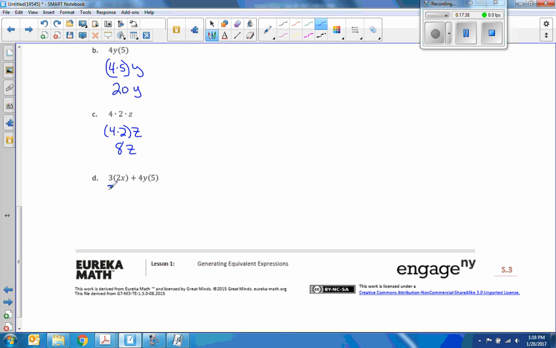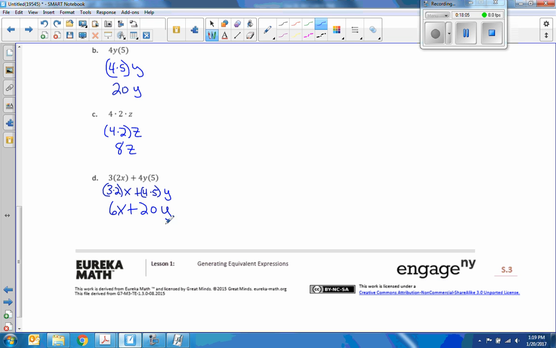So all I'm going to do is simplify the numerical portion by multiplying, putting the numbers together, putting the variable next to them. So 3 times 2 is 6x plus 4 times 5 is 20y. We cannot add these. x and y are two different things. We cannot add them together.